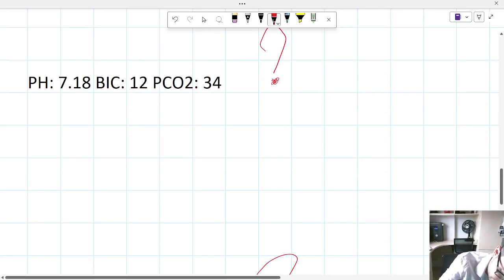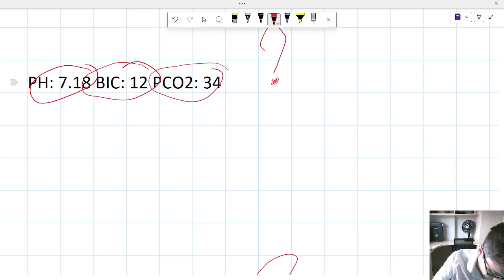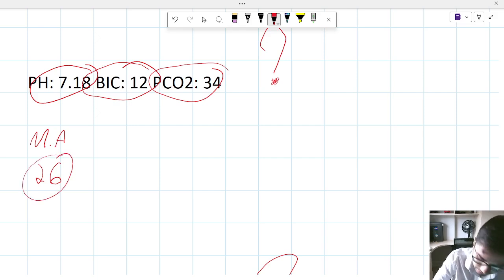Okay, we have also an acidosis in here. We have a metabolic acidosis because we can see that the bicarb is also lower, and we have a PCO2 of 34. So it's a metabolic acidosis. The expected value for the PCO2 will also be 26 because the bicarb is 12.